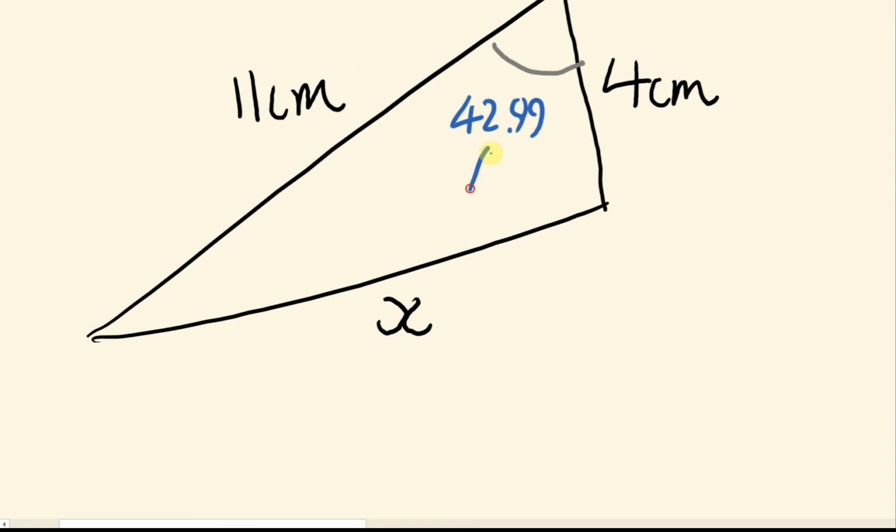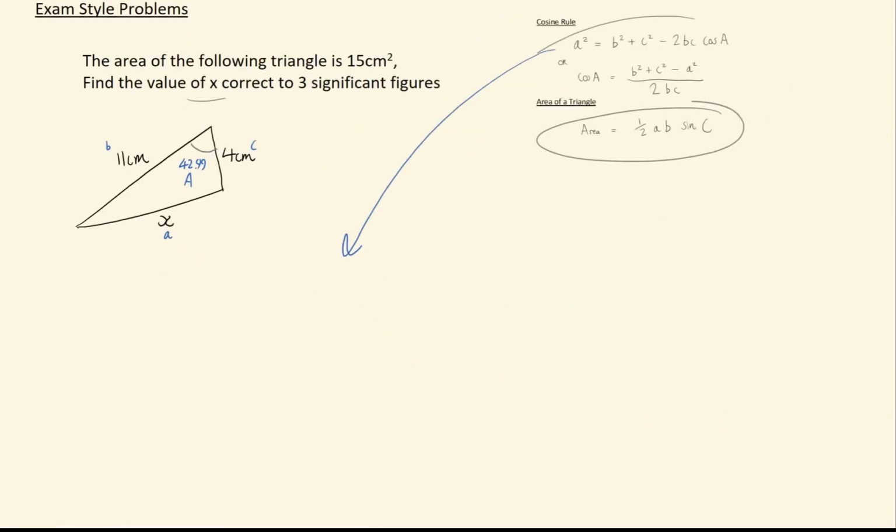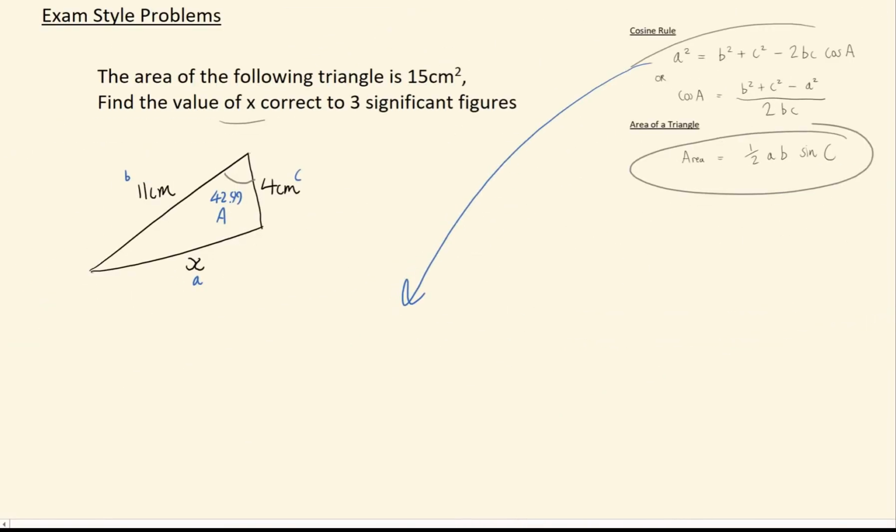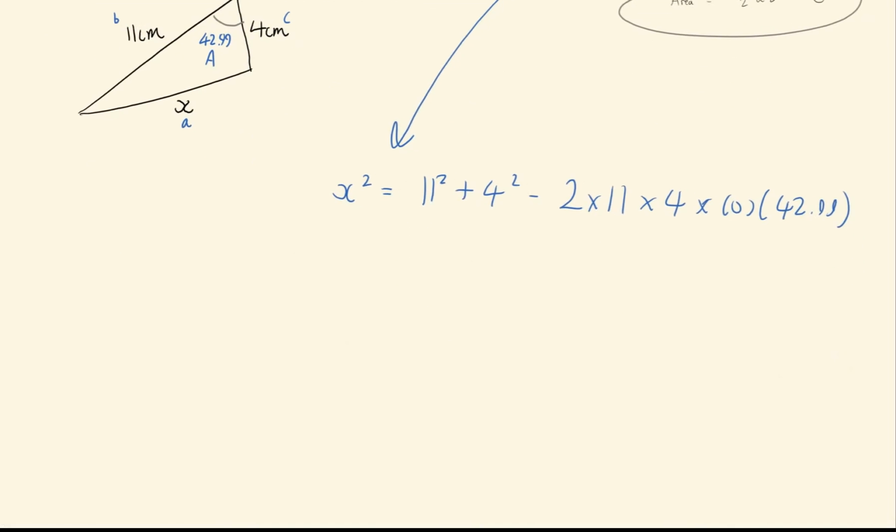So here now this is angle A, which makes this side a, and these are sides b and c. So again, for the cosine rule and the area of a triangle formula, the way these triangles are labelled tends to be different. So I'm just going to relabel the triangle to get the right answer. Okay, let's plug in what we know. So a squared is x squared, that is b squared plus c squared minus 2bc cos A. And then again, to work out x, I'm just going to square root all that stuff there.